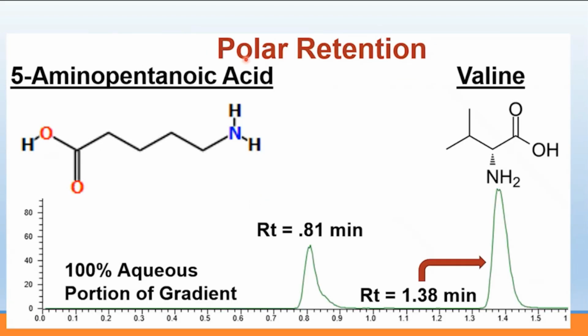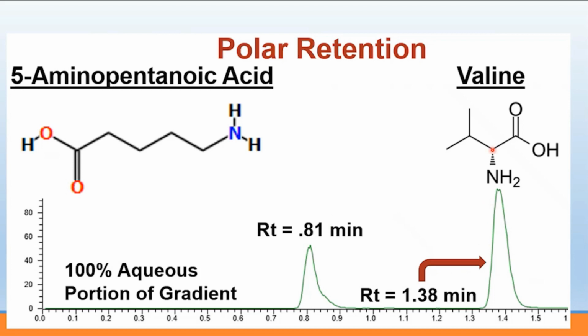So the first one is looking at 2 isomers, 5-aminopentanoic acid and valine, and this is part of the aqueous portion. So we have an isocratic portion from 0 to 3 minutes, where we're 100% aqueous. And note that these isomers have very different retention, which is excellent, right?